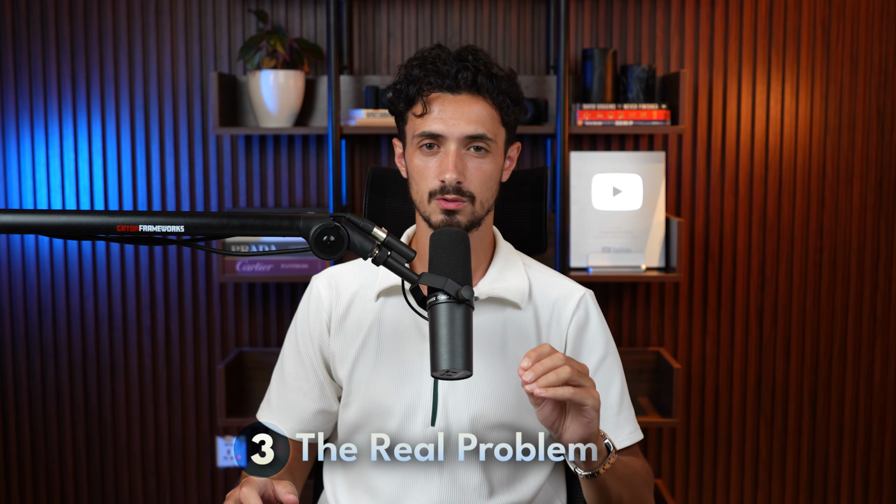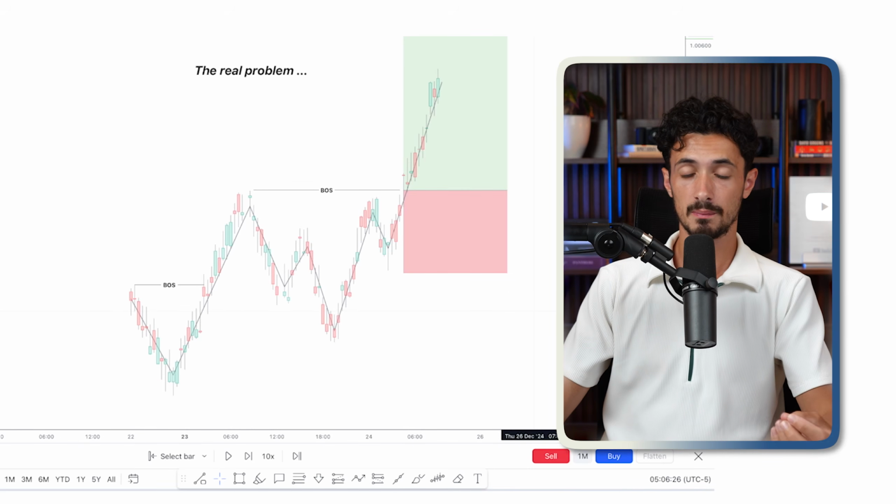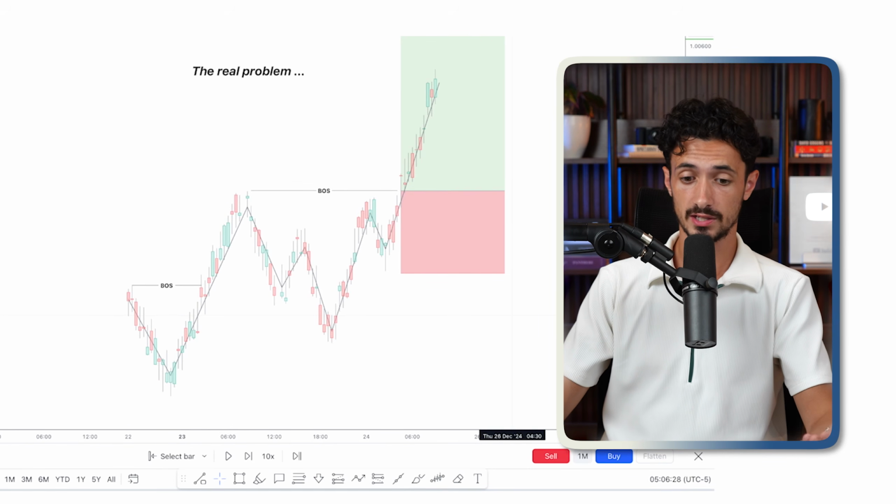Now let's move on to step 3. And this is what I refer to as the real problem. What I've just shown you is all well and good, but you may be asking yourself, how is this going to help me get into trades? And I'll show you. So here's the real problem that most traders have with market structure.